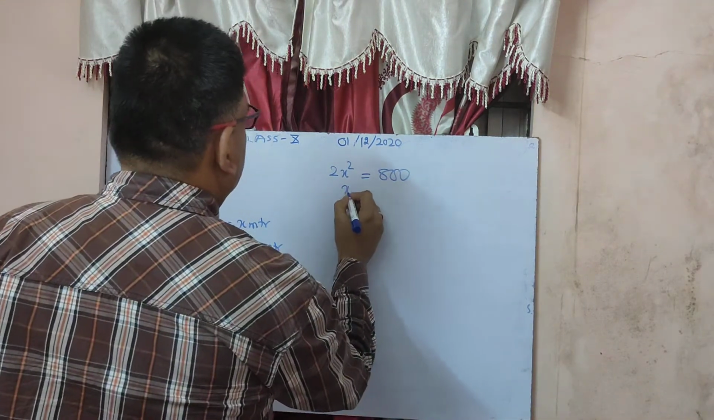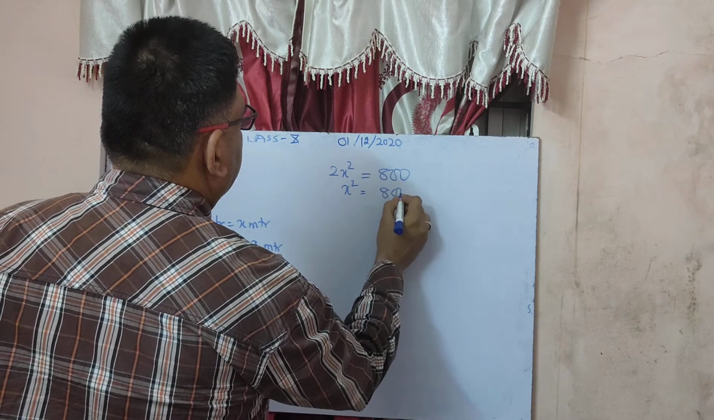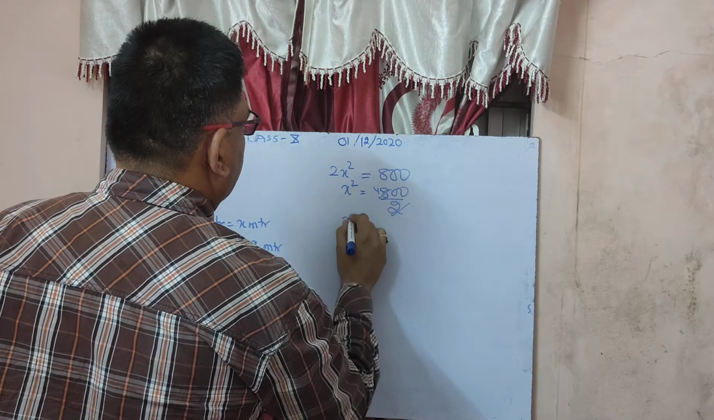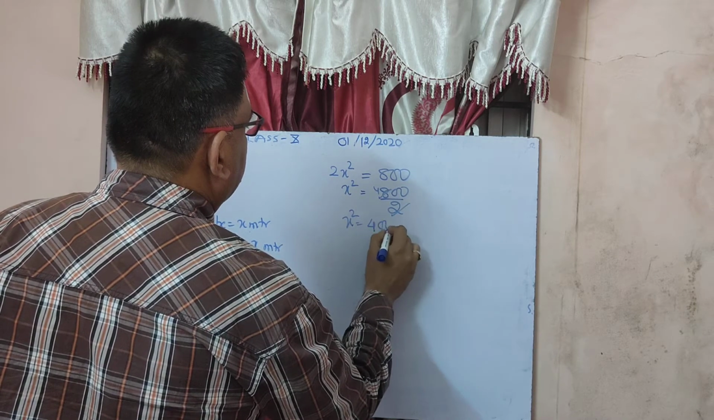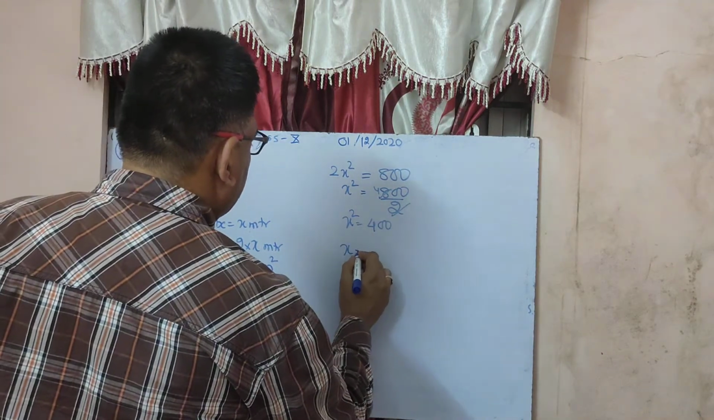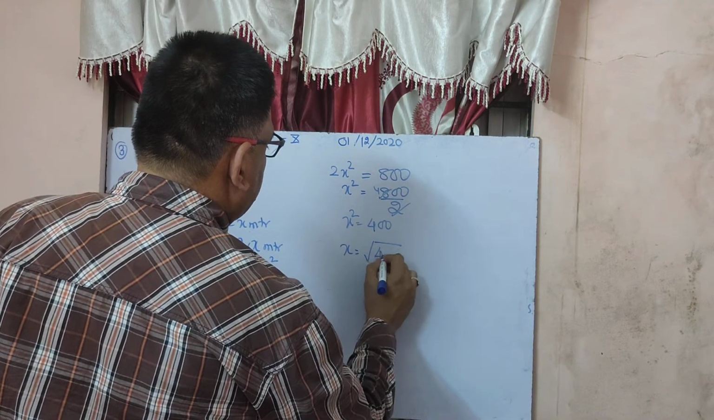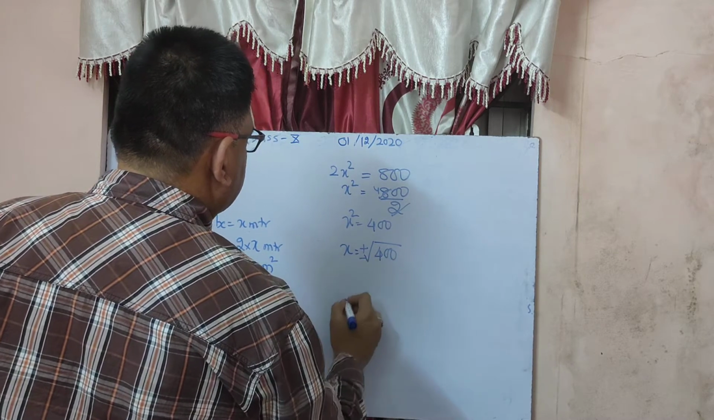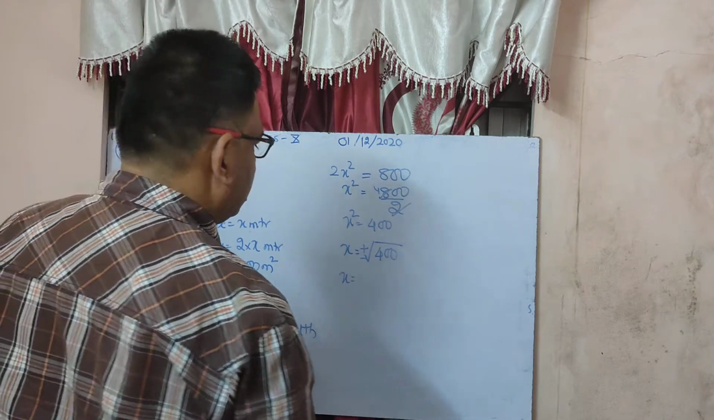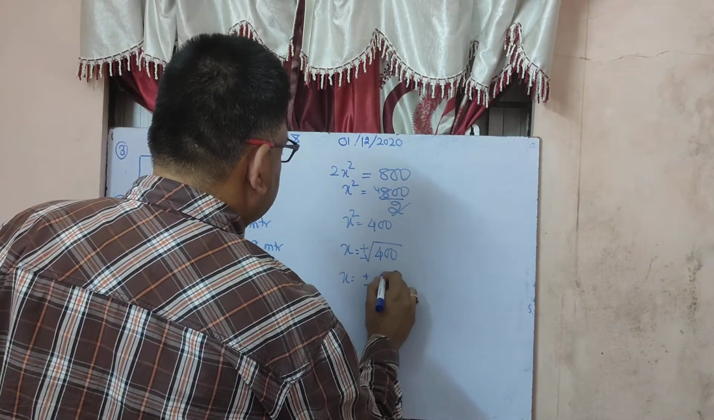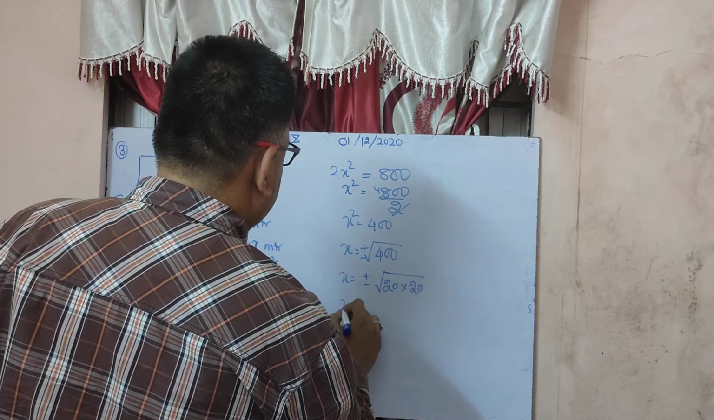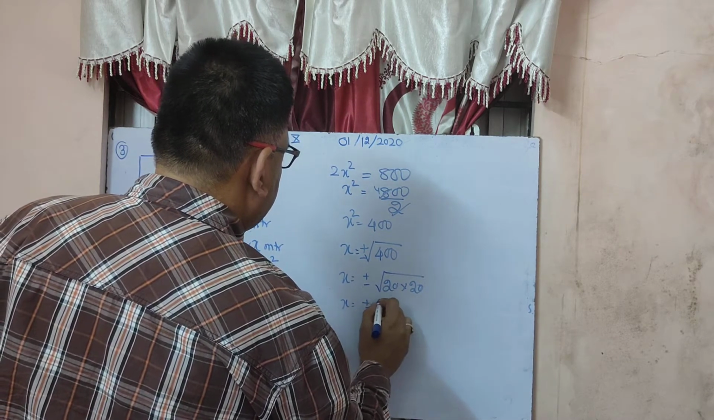So x square is equal to 800 divided by 2, which is 400. So x square is equal to 400. What is x equal to then? Square root of 400, it is plus or minus. 400 can be written as 20 into 20. So x equal to plus or minus 20.